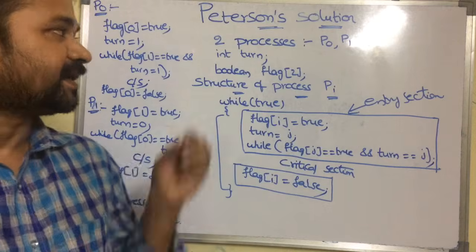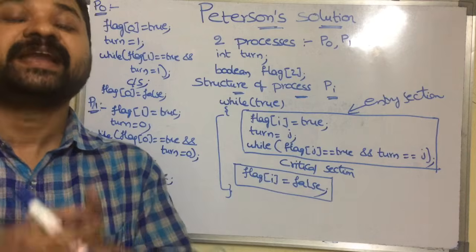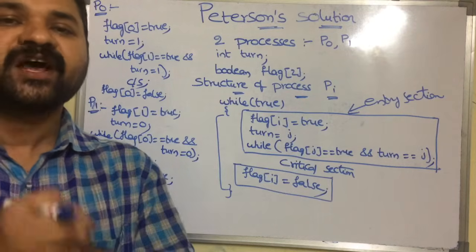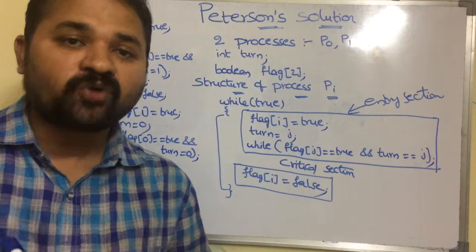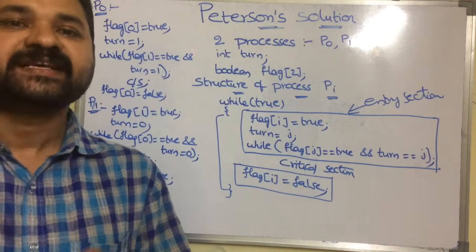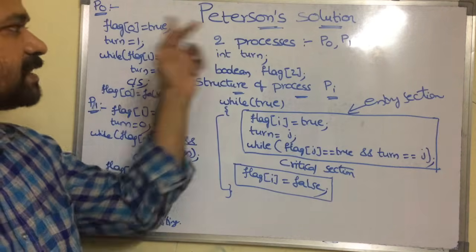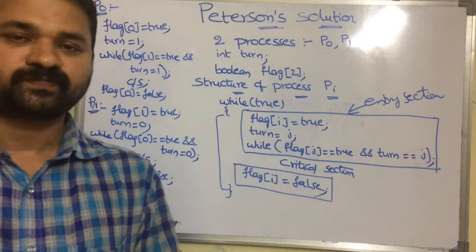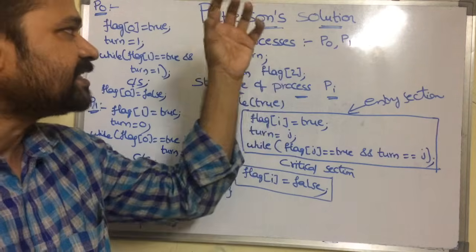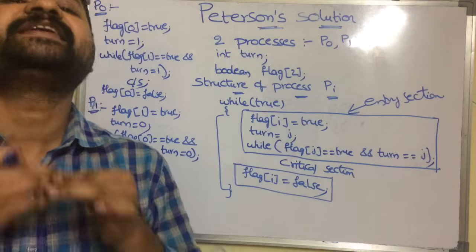Now let's see about Peterson solution. In order to solve the critical section problem, there are two solutions. The first solution is software solution and the second solution is hardware solution. Here the Peterson solution is nothing but the software solution. So Peterson solution is mainly useful in order to solve critical section problem.